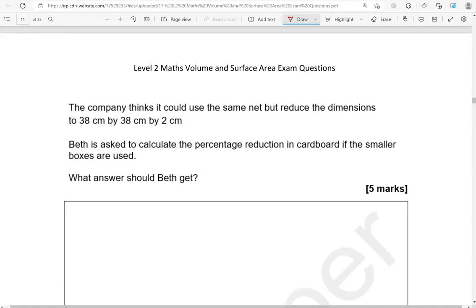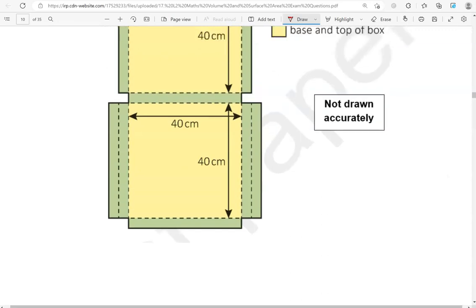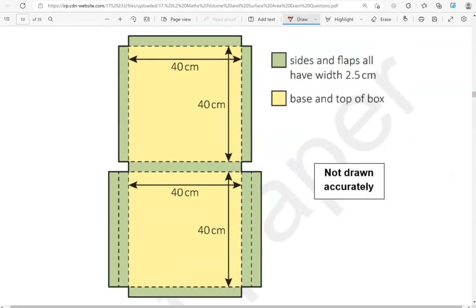Since it's the cardboard that they want to reduce, we're looking at surface area. So we've got the dimensions given. We've got two big squares that measure 40 centimeters by 40 centimeters. So to work out the area for those, we'll do 40 times 40. 4 times 4 is 16. Adding the two zeros gives us 1,600 centimeters squared. So that's the same here.